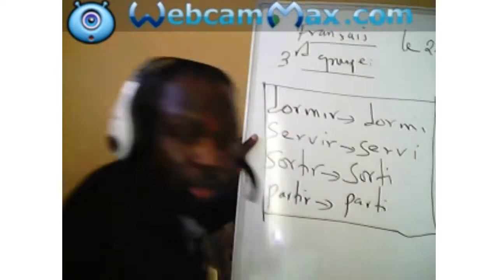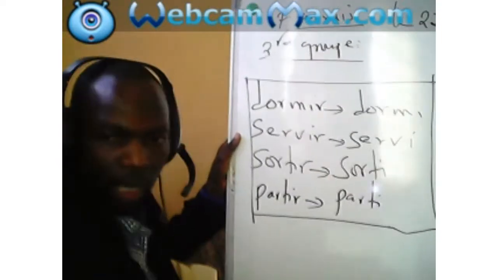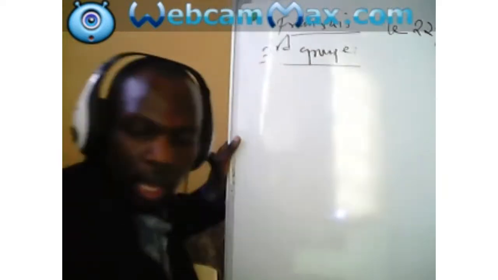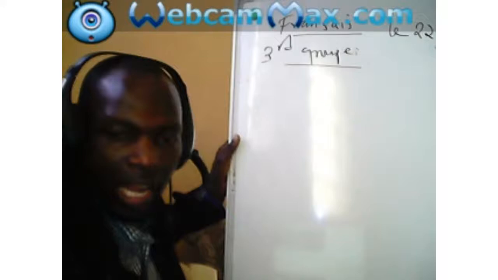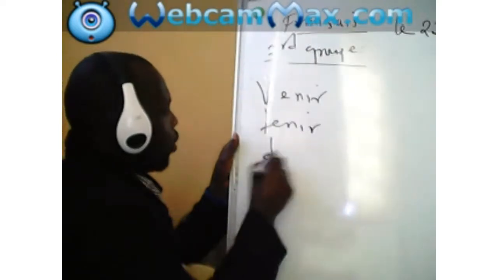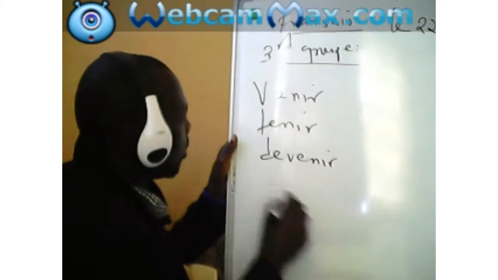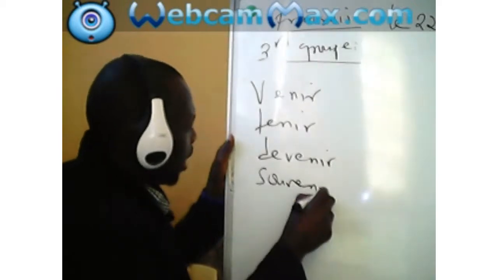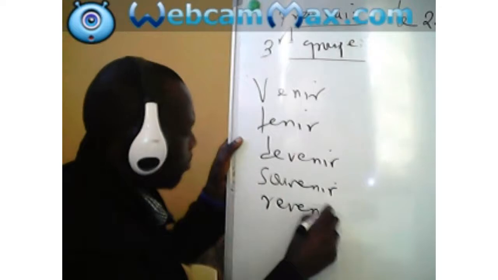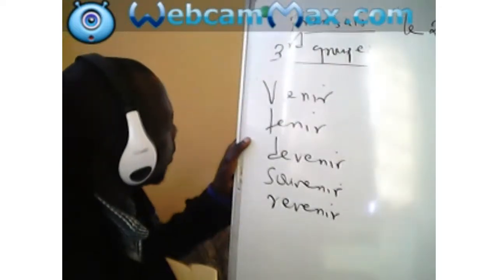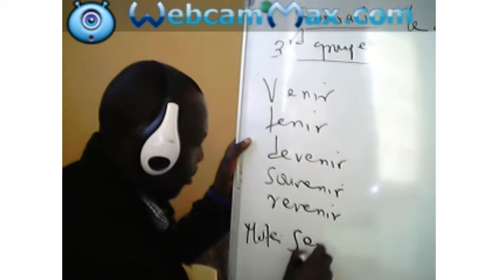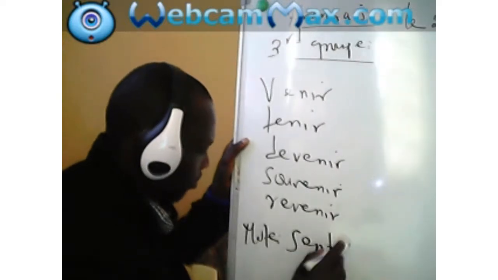Allow me to clean the board. Again, I give you more past participles of the verbs. Now we have the verb venir, which is unique. Note all verbs ending with enir: the verb venir, the verb tenir, the verb devenir, the verb souvenir, the verb revenir, but not sentir.